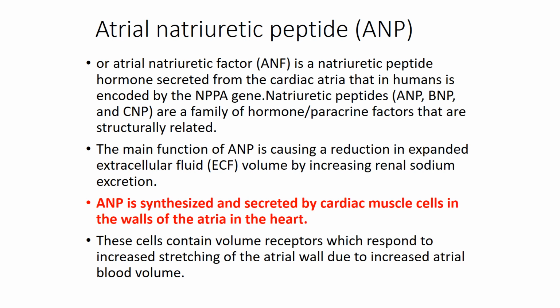Natriuretic peptides, ANP, BNP, and CNP, are a family of hormone/paracrine factors that are structurally related. The main function of ANP is causing a reduction in expanded extracellular fluid, ECF, volume by increasing renal sodium excretion. ANP is synthesized and secreted by cardiac muscle cells in the walls of the atria and the heart. These cells contain volume receptors which respond to increased stretching of the atrial wall due to increased atrial blood volume.